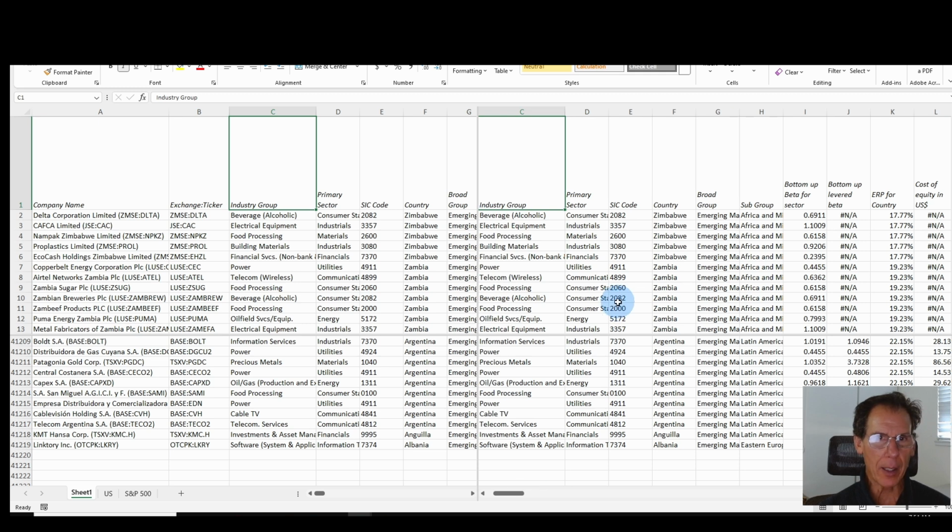And first, you're going to thank him because he provides this information for free. This is a list of every publicly traded company in the world. There's 41,219. And this information is listed.